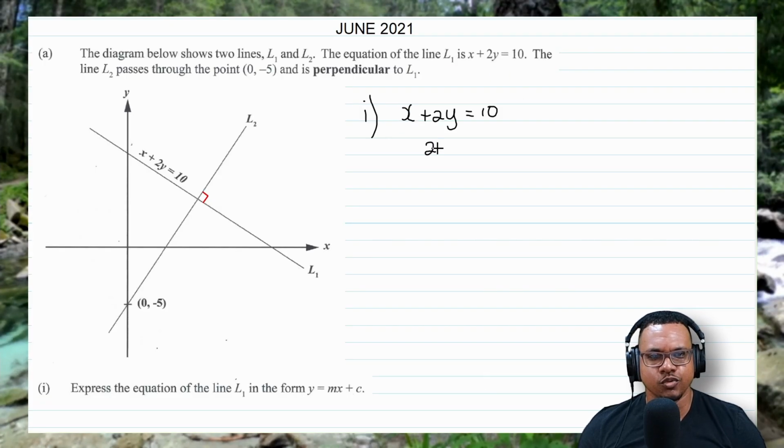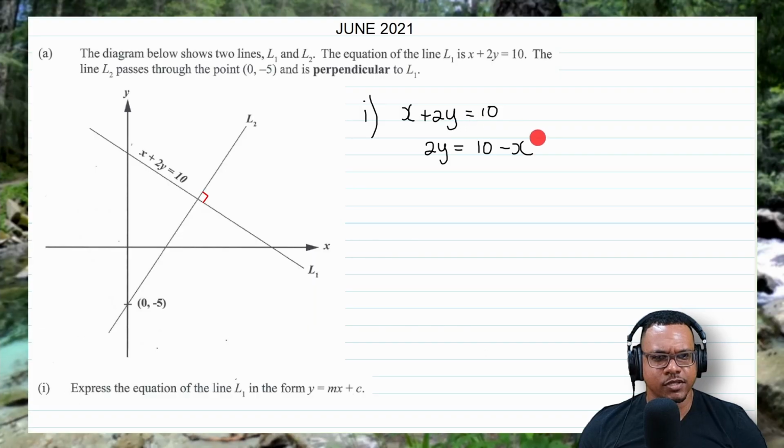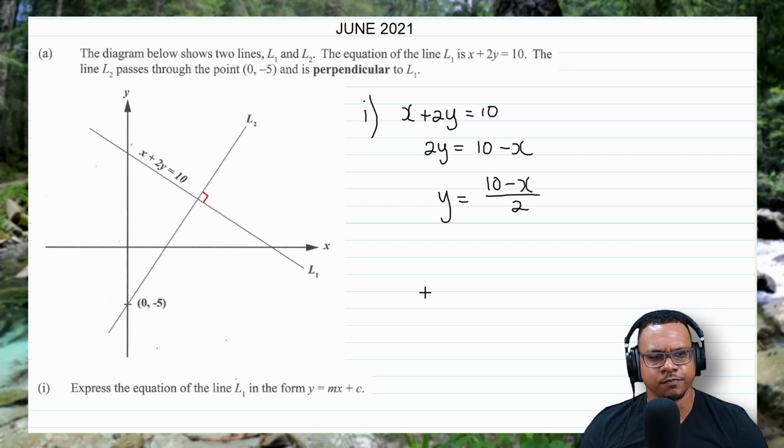So I'll have 2y is equal to 10, take away x. Then I'll transfer this 2 across the equal sign, and since it's 2 multiplied by y, when I transfer it across, the operation will change to division. And I'll have y is equal to 10, take away x, divided by 2.